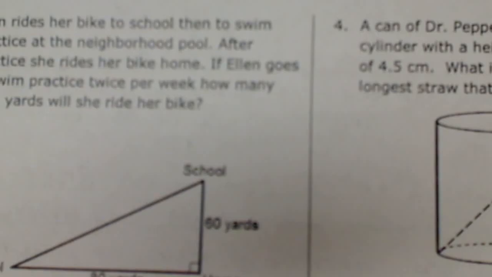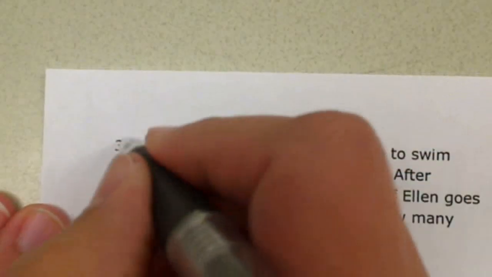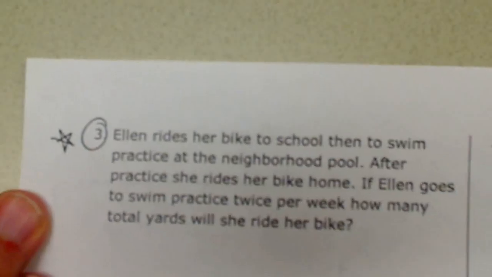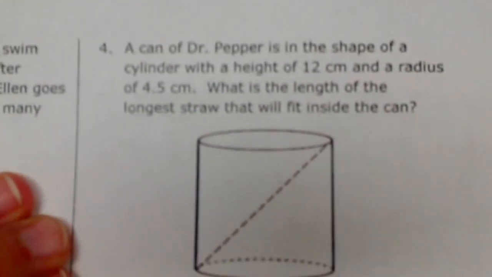Let's go ahead and turn to the back. I would like for you to do number 3 on your own, so go ahead and put a star by that. We're going to go ahead and do 4 together.